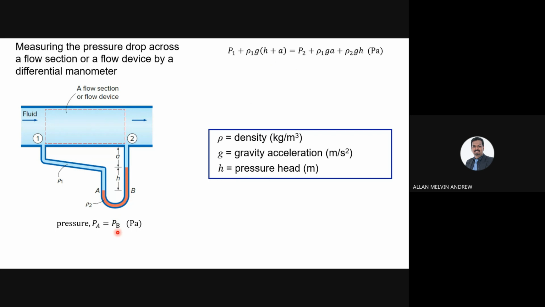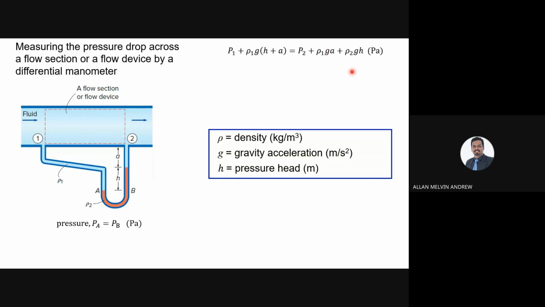PB is a bit tricky because it has two materials, so we need to consider from point 2 until point B. So we start with P2 plus, first we calculate for the water: rho 1, because we know rho 1 is the same, gravity the same, height is A, plus rho 2, the density for the second material, gravity and H. So we already know both equations: this is for PA and this is for PB.